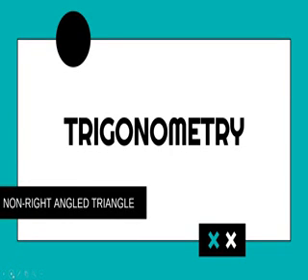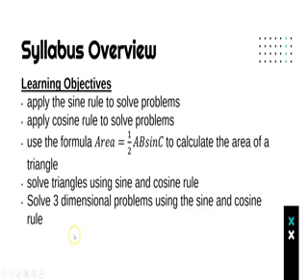Hello everyone, today I'll be focusing on trigonometry and I'll be talking about non-right-angled triangles. So for your O-level syllabus, you are required to apply the sine rule to solve problems. You're also required to apply the cosine rule to solve problems, and also to use the formula area is equal to half ab sine C to calculate the area of a triangle. So in this video, we'll be focusing on those objectives.